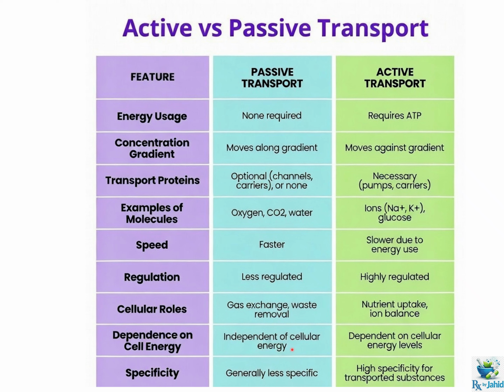Passive transport is independent of cellular energy. Active transport, as discussed earlier, is dependent on energy level. Passive transport is generally less specific, but active transport is highly specific for the transported substance.